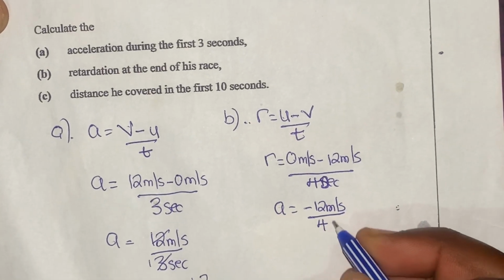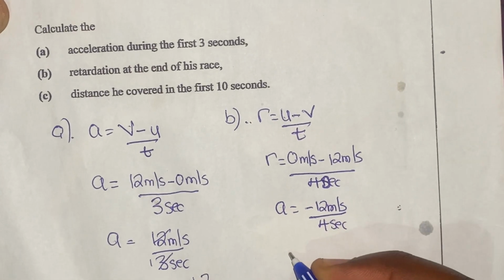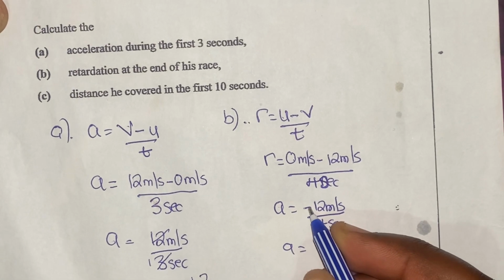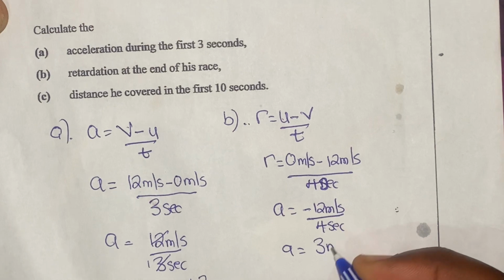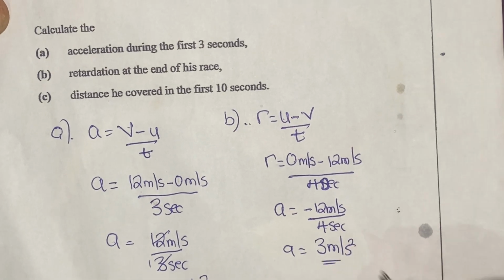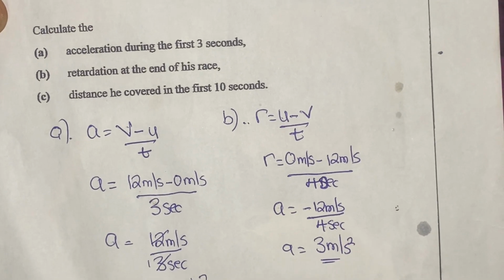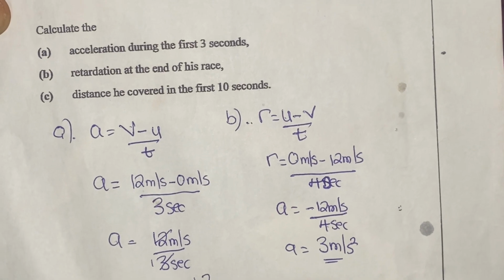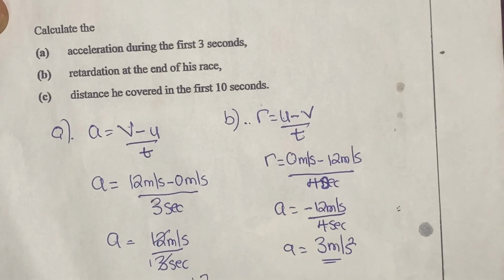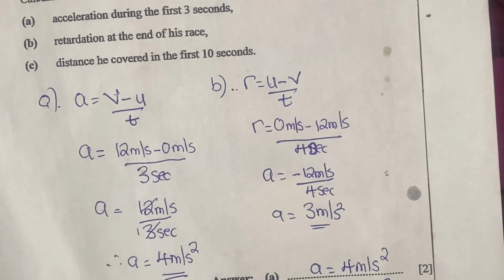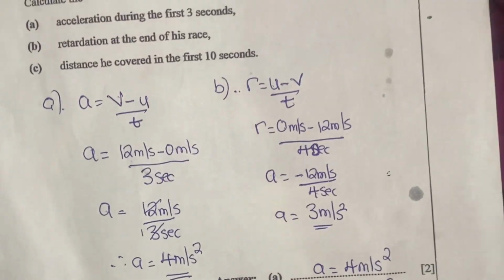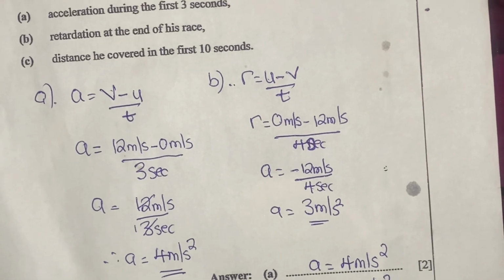So we're going to say over 4 seconds. Acceleration equals, we just ignore the negative, so 12 divided by 4, that is 3 meters per second squared. So the retardation is going to be 3 meters per second squared. I've ignored the negative because it is only implying direction.